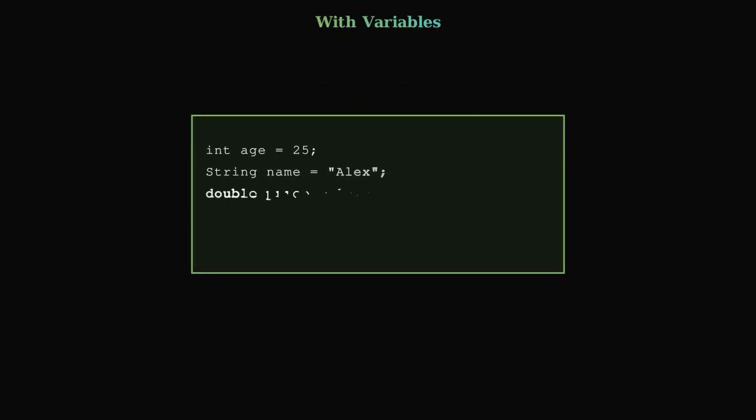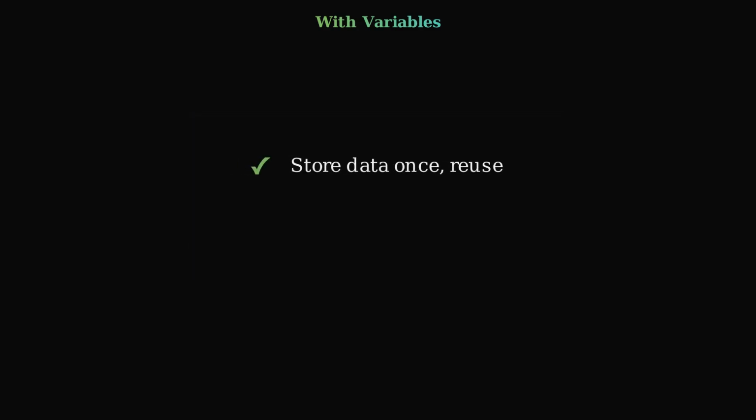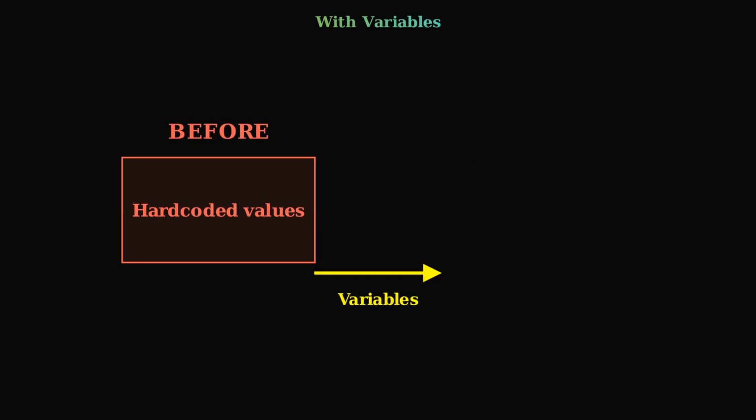Here comes the solution. Variables. Look how clean the code is now. Store data once. Reuse. Easy to update values. Clean. Readable code. Compare the difference. And that is why we use variables.